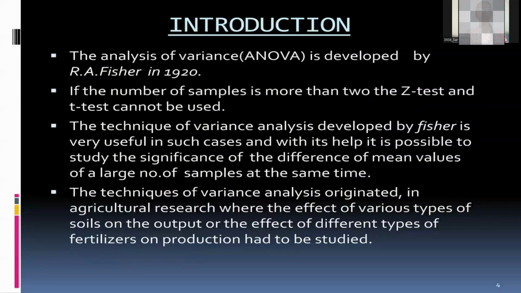The analysis of variance was developed by R.A. Fisher in 1920. If the number of samples is more than 2, the z-test and the t-test cannot be used. The technique of variance analysis developed by Fisher is very useful in such cases, and with its help it is possible to study the significance of the difference of the mean values of a large number of samples at the same time. The techniques of variance analysis originated in agriculture research, where the effect of various types of soils on the output, or the effect of different types of fertilizers on production, had to be studied.